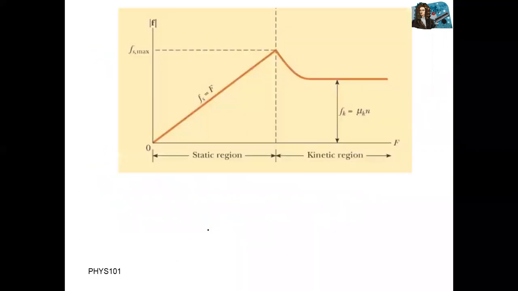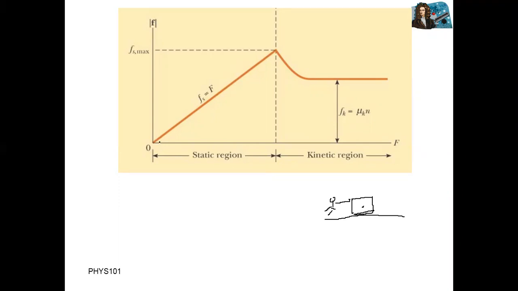Let's see. You can see a diagram for static friction and kinetic friction. What this diagram means is, for example, we have a body on the surface of the earth or the surface of a table. You want to start motion in this body. So first you apply force on it.